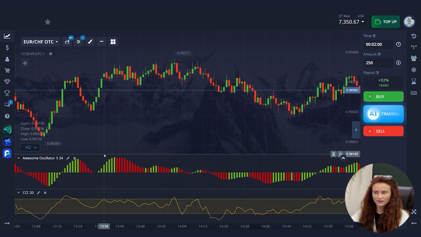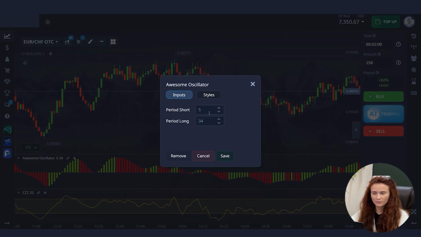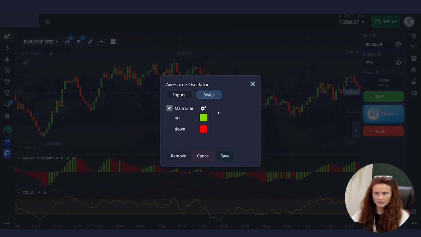And now you need to configure these indicators. I will start with the Awesome Oscillator. The short period will be 4, and the long period will be 28. In the style settings of the indicator, I will leave everything standard, and check, guys, that you have the same.